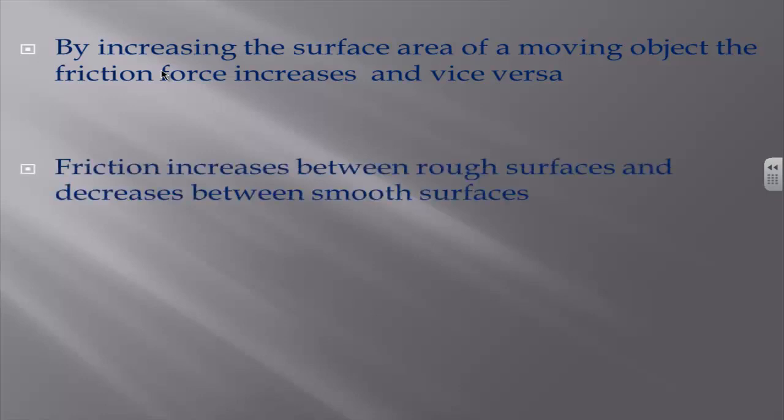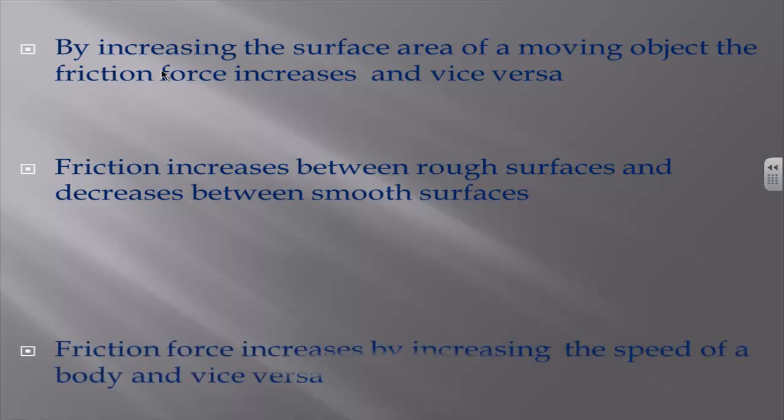Number two, friction increases between rough surfaces and decreases between smooth surfaces. So if you have two rough surfaces, friction force will increase, and if you have smooth surfaces, friction force decreases. Number three, friction force increases by increasing the speed of the body, and vice versa.